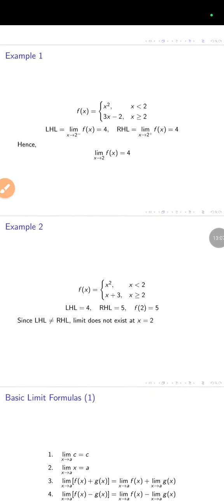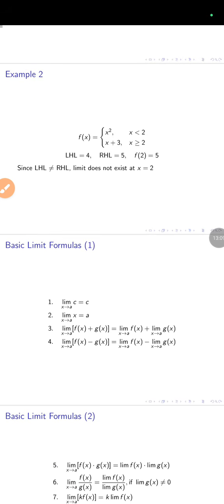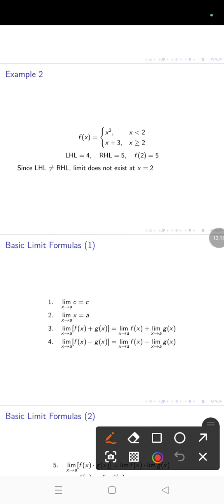Now come to the second example here. This is the second example. How is f(x) defined?